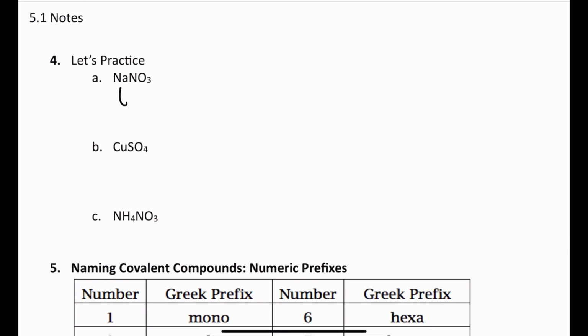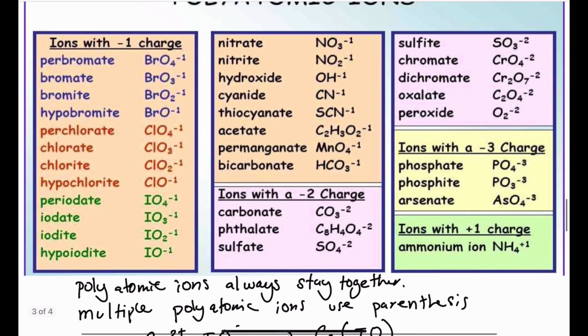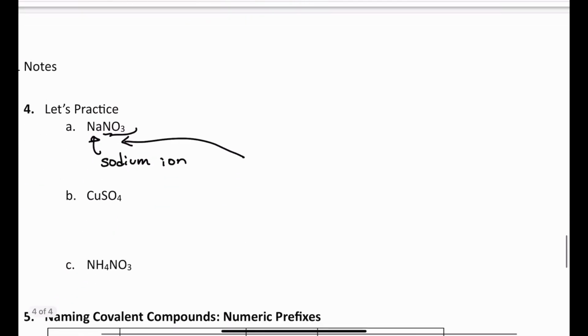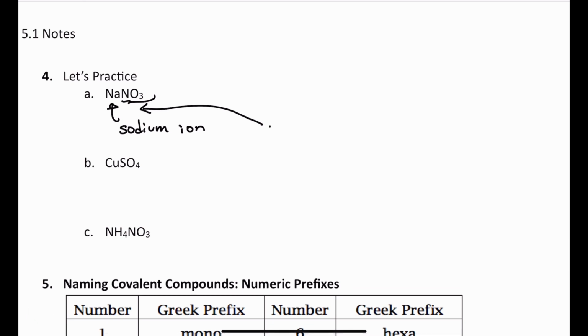So this is sodium ion. And then you can go and figure out, just go find it, has a nitrogen in it. So it's right there, it's nitrate. So putting that together, this is just sodium nitrate.